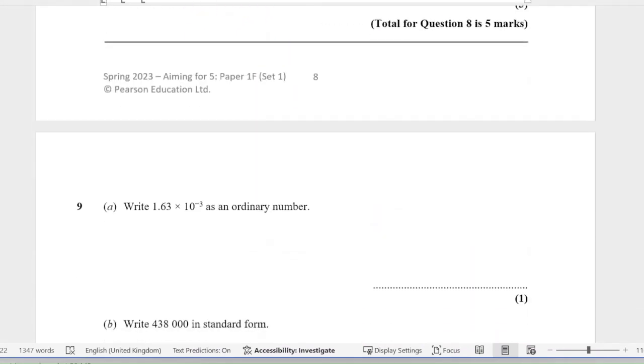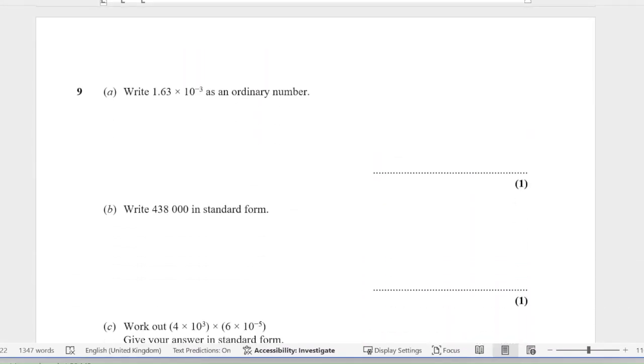Okay, so question 9. Write 1.63 times 10 to the minus 3 as an ordinary number. I tend to view this minus 3 as I'm going to add 3 zeros at the start. So that's just going to be 0.00163. And then if I want to write this number in standard form, I need to place a decimal point to make it somewhere between 1 and 10. So I'll place it between the 4 and the 3. So my number part becomes 4.38 times 10 to the something. I've moved the decimal a total of 1, 2, 3, 4, 5 places, so it would be times 10 to the 5.